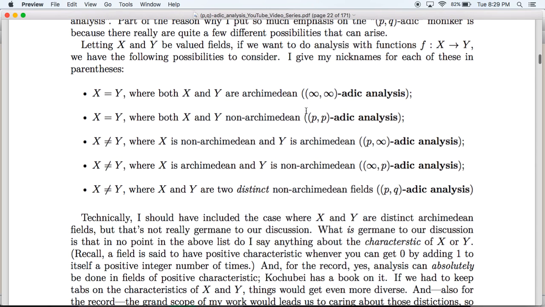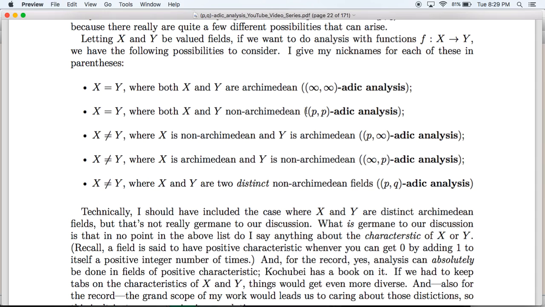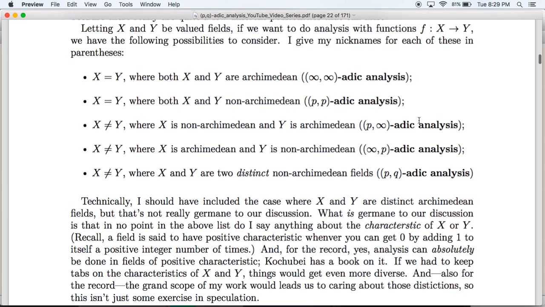And so if we had to keep tabs on the characteristics of our field, we would get even more diverse forms. And all of these are distinct. Depending on the particular setup, you might get one thing or the other. And when people talk about non-Archimedean analysis in general, it's very unclear what they mean. Do they mean PP? Do they mean PQ? Do they mean P-infinity? Do they mean PQ for positive characteristic? Etc. This is why I recommend using this terminology, because it's much clearer.